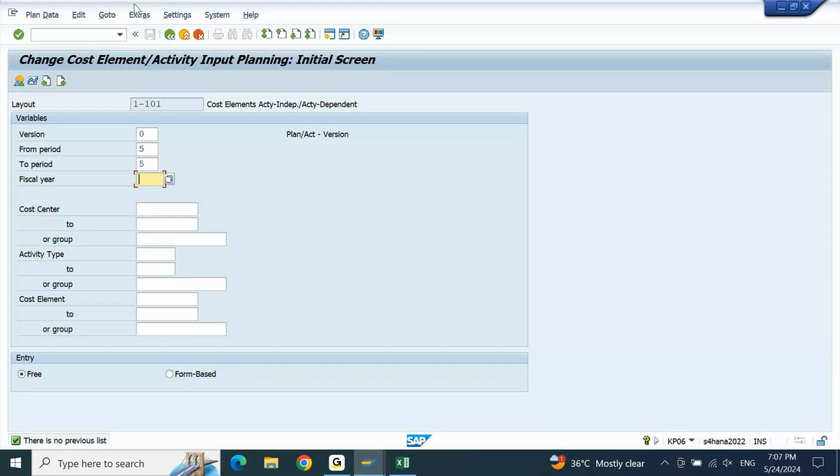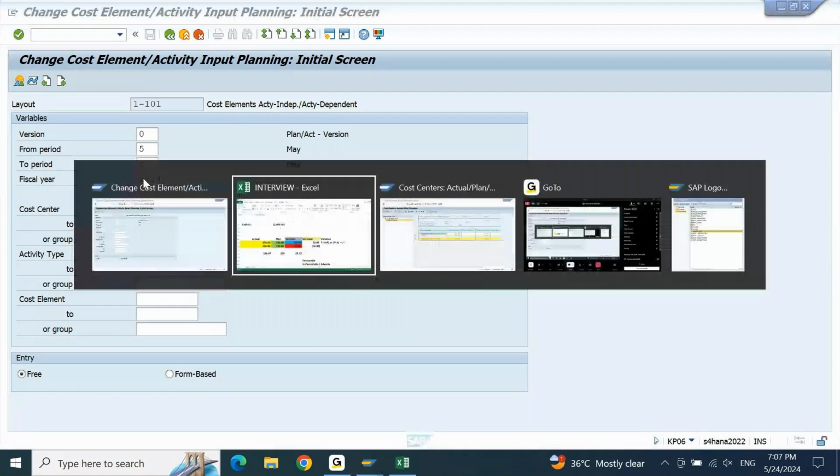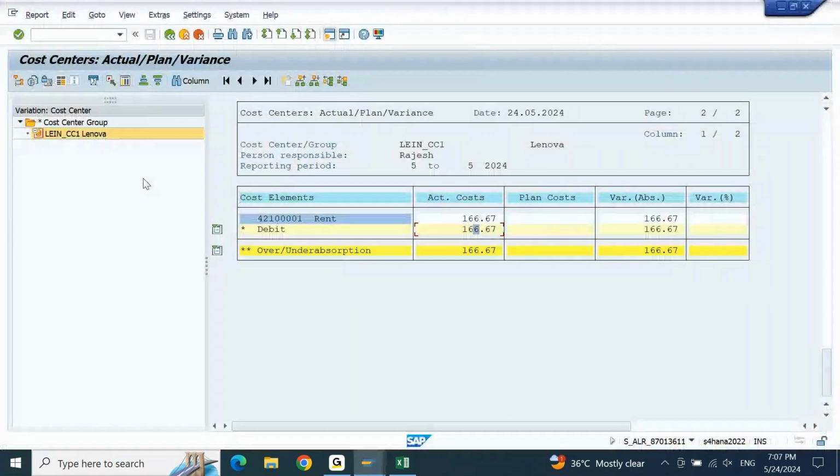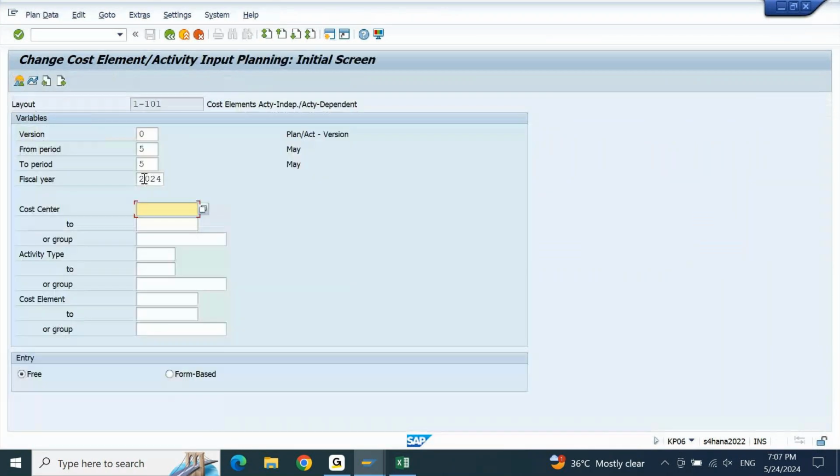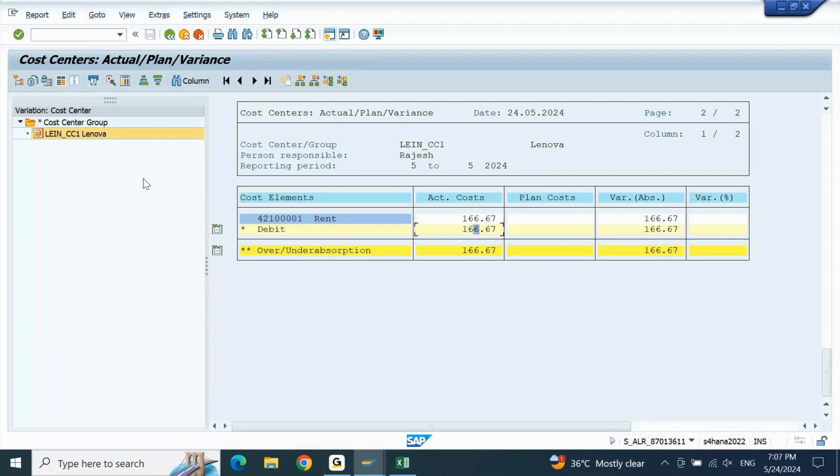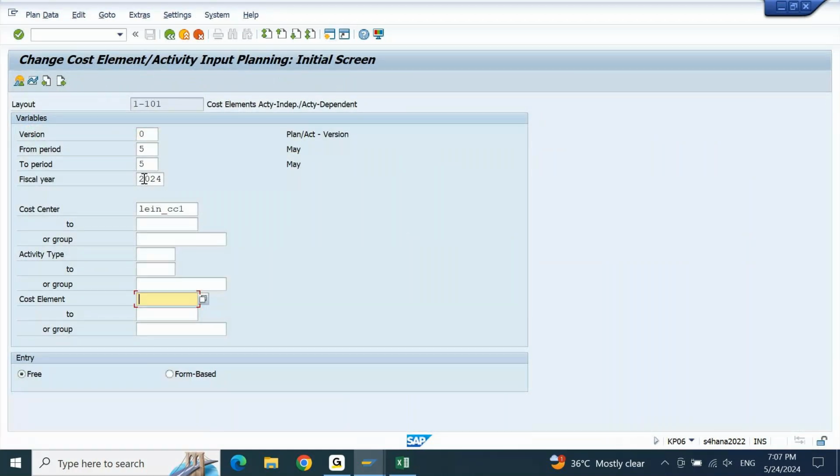But before this, what is this controlling area? LEIN 2024. Ignore what I am doing as of now. LEIN underscore CC1. 421, 401, 421.